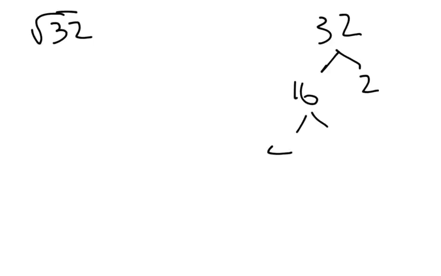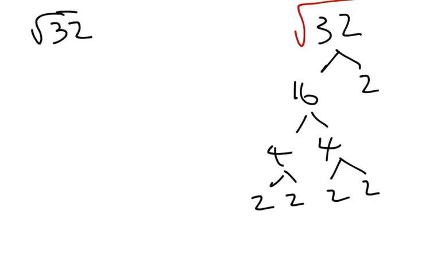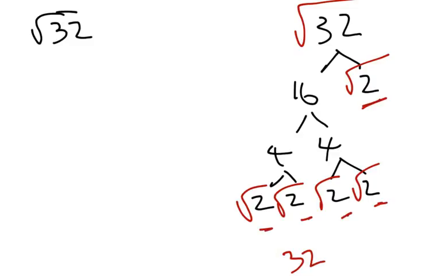16 times 2, 4 times 4, 2 times 2, 2 times 2. This is the prime factorization of this number. Now, there's a simple rule. Technically, this is inside the radical. So every single branch, like I call it, is going to be inside the radical. All of them. Because 32 is the same as 2 times 2 times 2 times 2 times 2, so 32 is the same as 2 to the 5th. But that's not the point right now. I just want to show you the radical part. So technically, all those 2s are inside the radical.